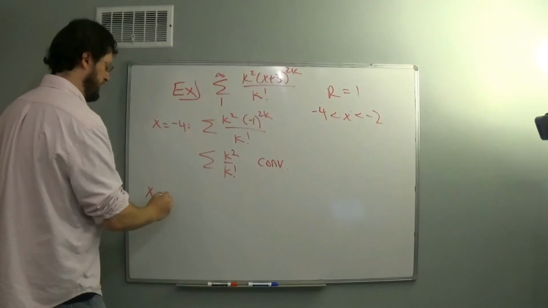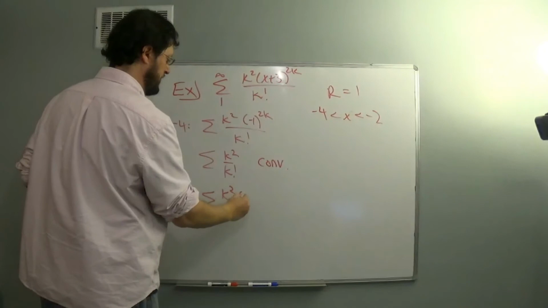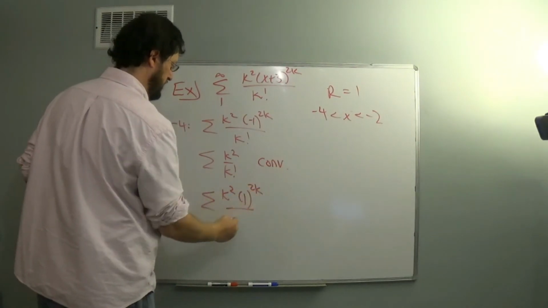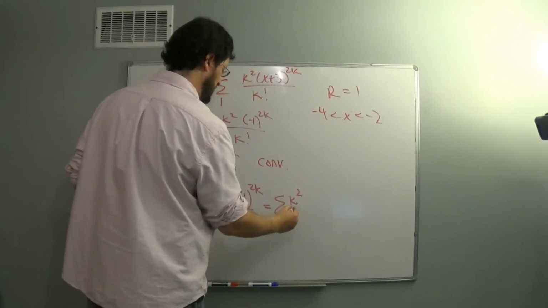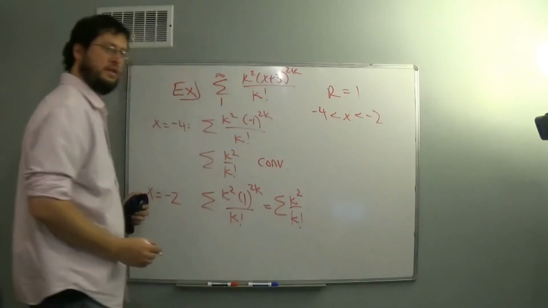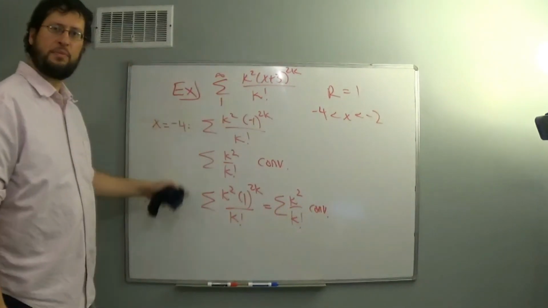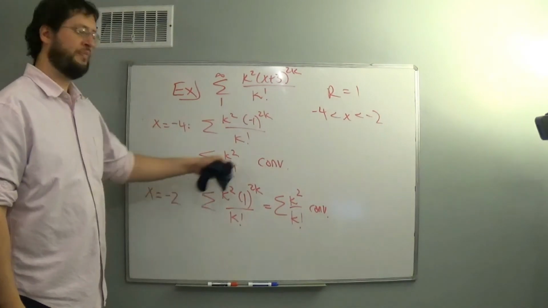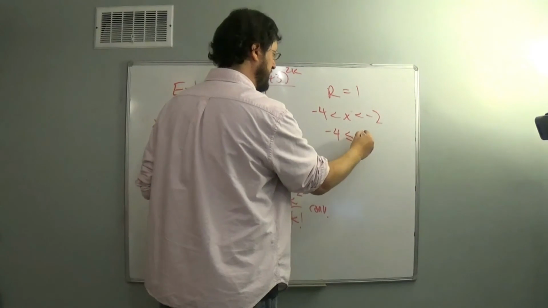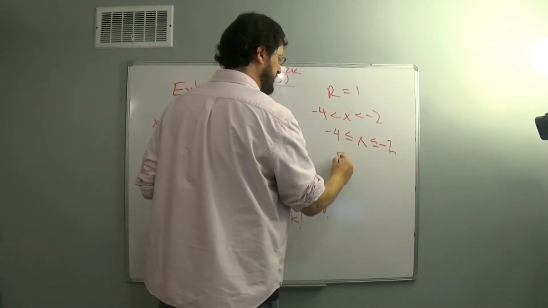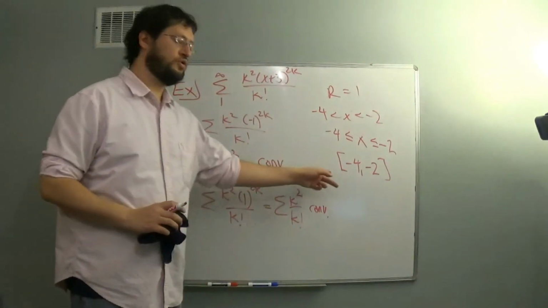If x is equal to -2, then we get the sum of k squared, -2 plus 3 is 1 to the 2k over k factorial, which is the same series, k squared over k factorial, which still converges. Which means testing both of those endpoints explicitly gets me a convergent series. So really we get -4 less than or equal to x less than or equal to -2. And the interval of convergence includes both endpoints.